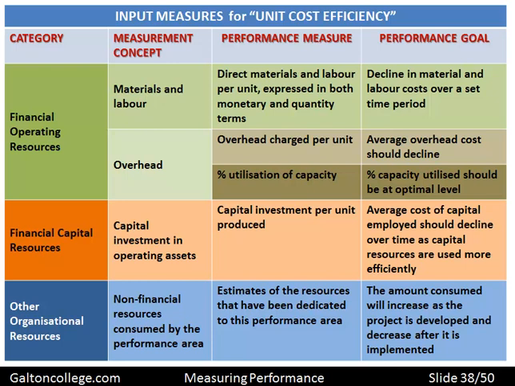Now, looking at the table, and it looks complex, but essentially if we go down the right hand side, down the performance goal, it all seems to come down to the same thing, to increasing production so as to reduce the impact of the financial operating resources, the capital resources, and the other organizational resources. To reduce their impact it's necessary to increase the output. That's what seems to come out of this table.